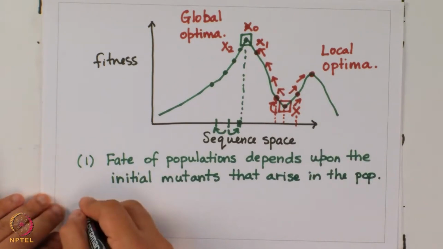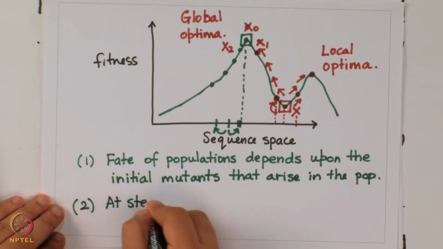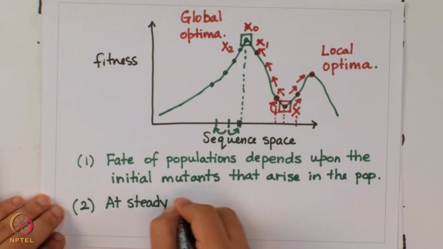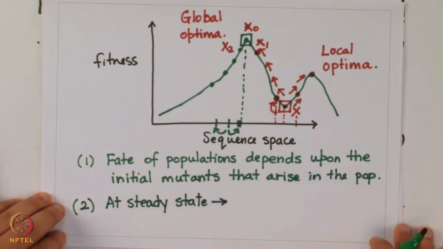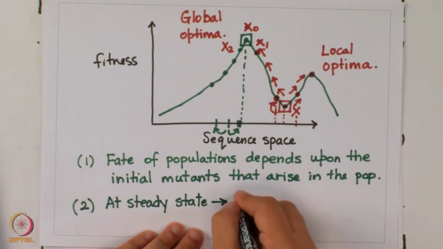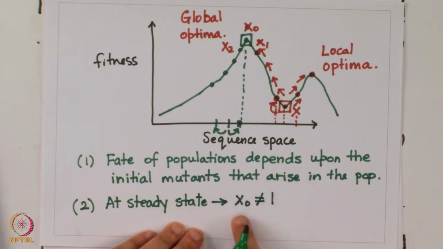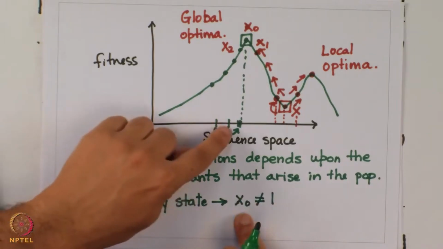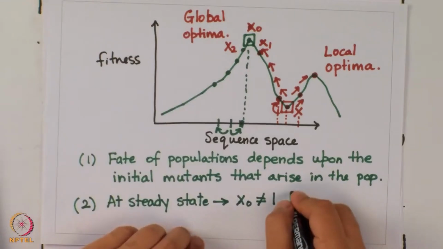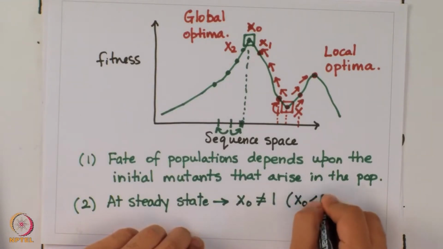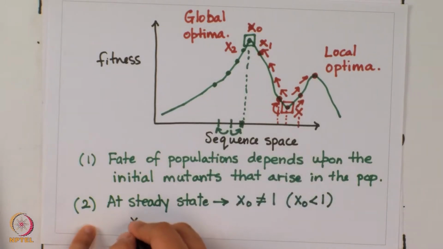And the second consequence of this is that at steady state, and this we are talking about the case when mutations are allowed, x0, which is the fraction of individuals which belong to the genotype corresponding to the highest fitness, is not equal to 1. x0 is going to be a number which is less than 1, which means that x1 and x2 are greater than 0.